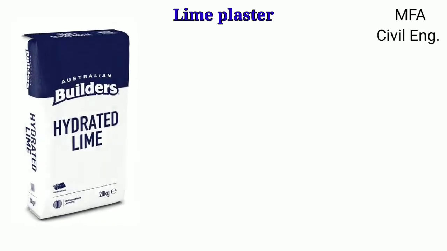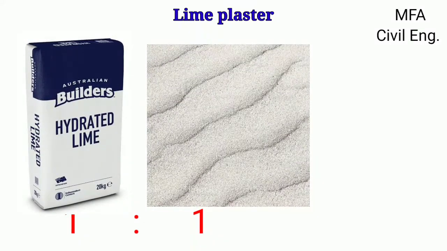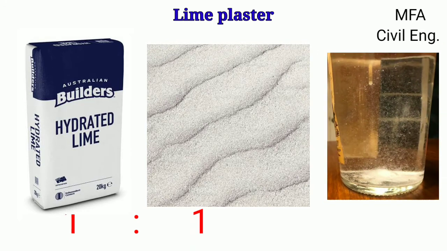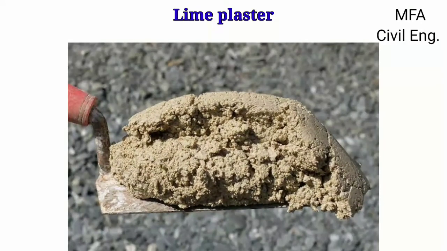A mixture of lime and sand taken in equal proportions is ground mechanically in a mortar mill, along with water taken in an appropriate proportion, so as to form a paste of the required consistency. And this paste is nothing but lime plaster.